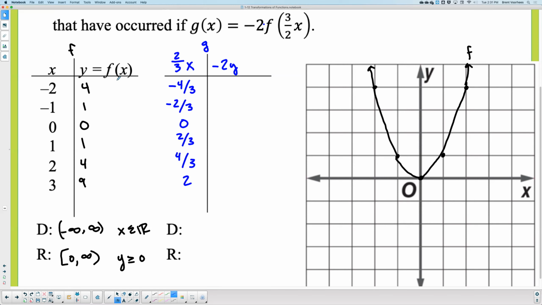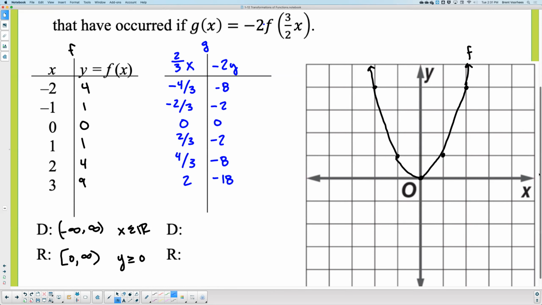Over here, what is 4 times -2? -2 times 4. -8. 1 times -2. 0 times -2. 1 times -2. 4 times -2. And then 9 times -2.